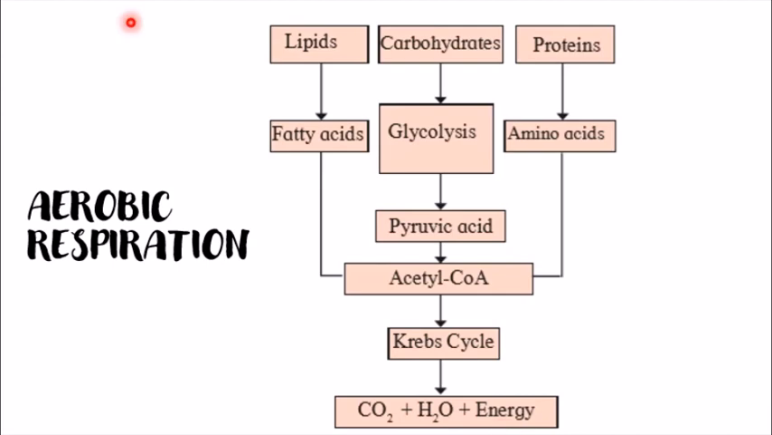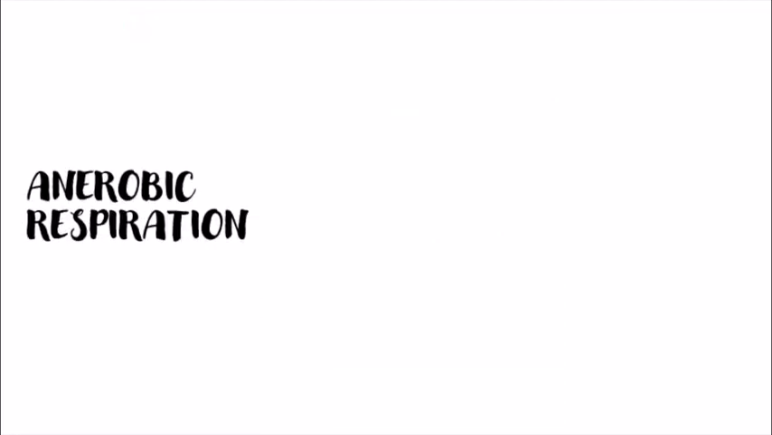All of this aerobic respiration happens in the presence of oxygen. So for aerobic respiration, oxygen is very important. If oxygen is present, then only aerobic respiration can be performed. Another type of respiration is anaerobic respiration. Anaerobic respiration takes place in the absence of oxygen. Many organisms like bacteria, which cannot live in the presence of oxygen, produce energy through anaerobic respiration. That is, they perform anaerobic respiration.